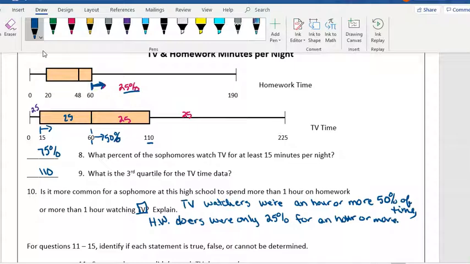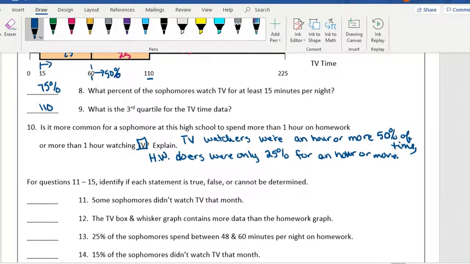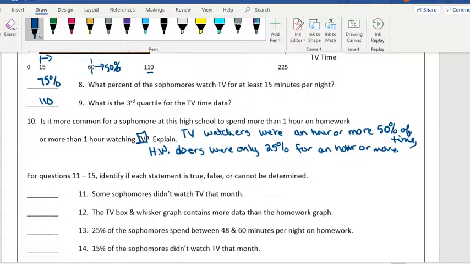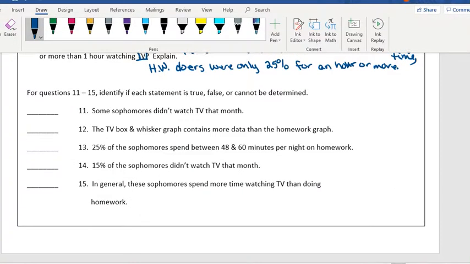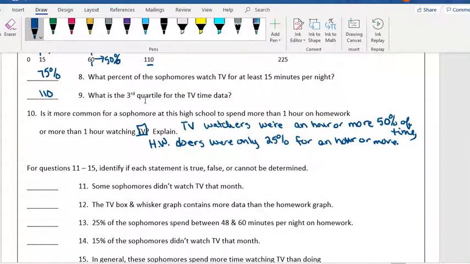final answer. All right, identify which statement's true or false. I can't see all of this at the same time, so I'm going to leave that for you to do. And we're done. I hope this is helpful.